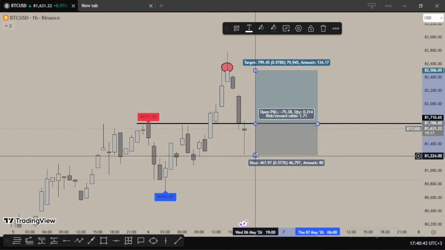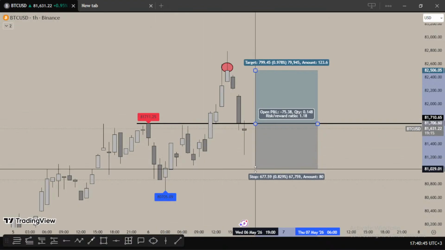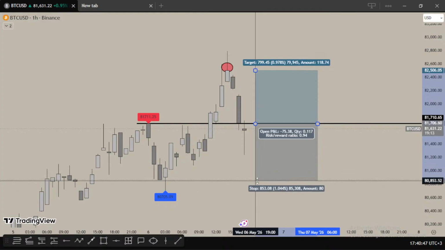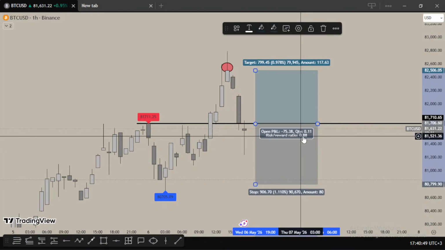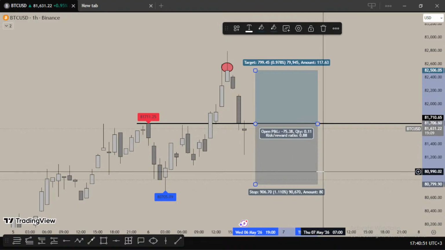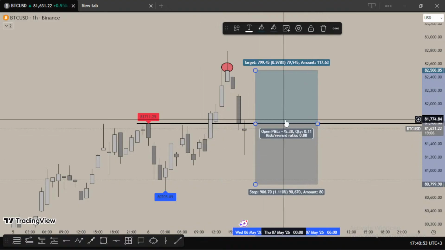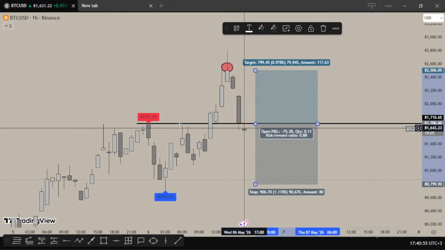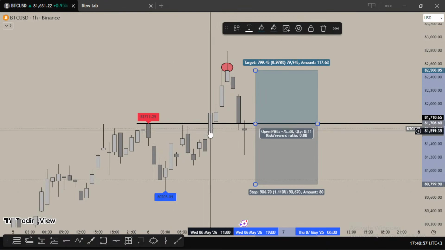81,711.25. But what if price continues pulling down, pulling down, pulling down? You can clearly see that the risk to reward ratio is continuously getting fat, which means that this trade, regardless of it being a good setup, has been rendered invalid. So what you want to ask yourself, how am I going to maximize the profit? I.e., how am I going to have a bigger take profit target than the stop loss?